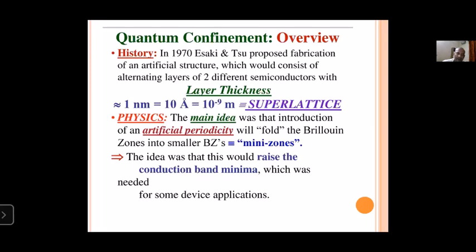Here I'm giving the gist of Brillouin zones. A Brillouin zone is defined as a primitive cell, which just holds one lattice point. The main idea here was to minimize the Brillouin zones, to raise the conduction band minima, which was needed for some device applications.